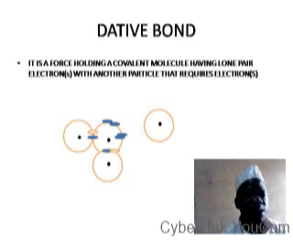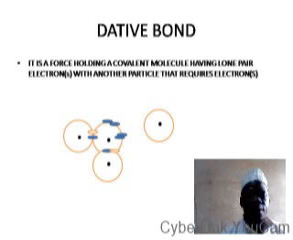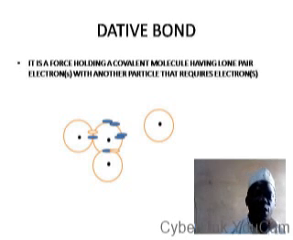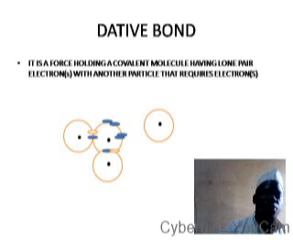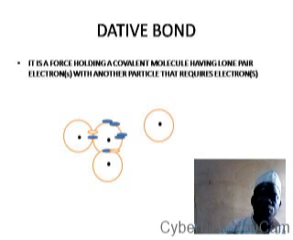Dative bond. A dative bond occurs between a molecule that has lone pair electrons and another atom or ion that requires electrons. So the other atom or ion that requires electrons will share one of the lone pair electrons of the molecule, and that is actually what happens in water.